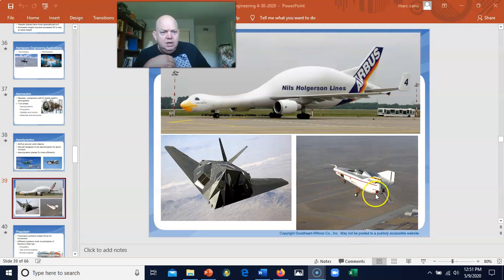Over here, this is an experimental craft. Kind of looks a little bit like the A-Wing from the Star Wars fame. I'm just saying. So if you look at that shape of it, it's very different compared to the one up above. And then obviously to the left, this one, I believe, is our F-117 stealth fighter. I don't think it's the stealth bomber.